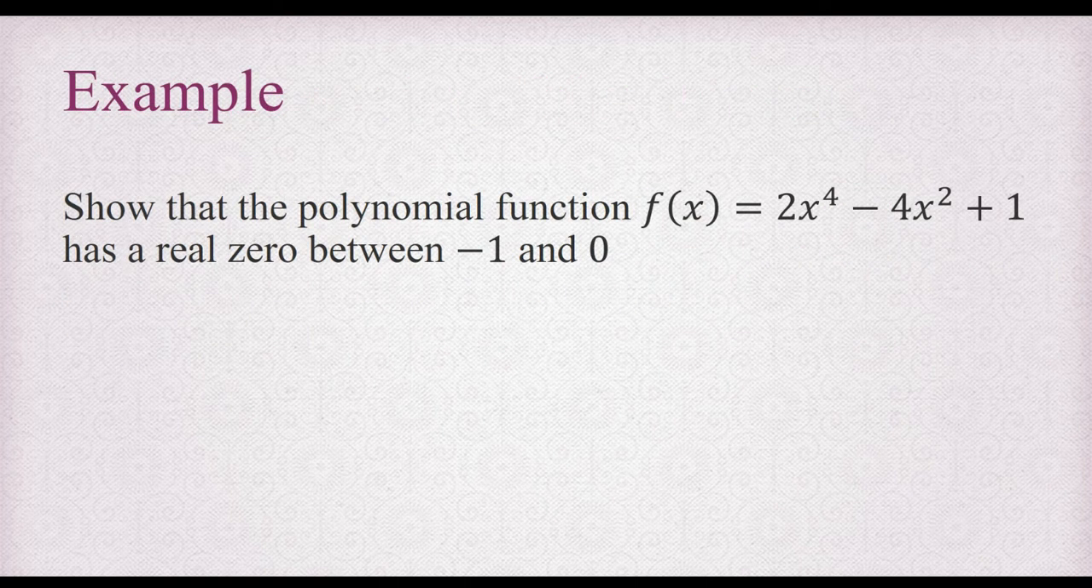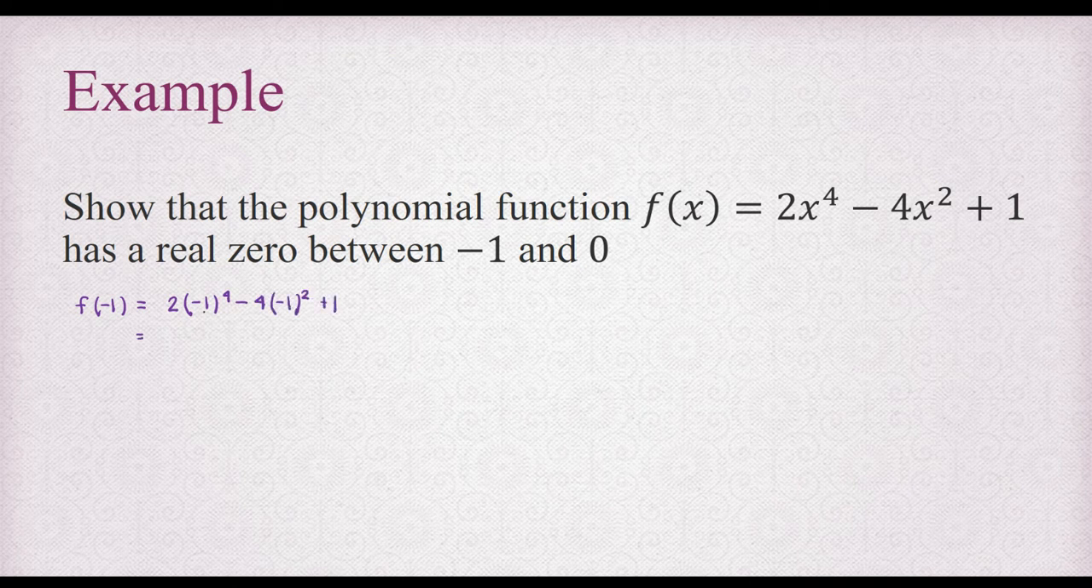So let's take a look at an example. We're going to show that this polynomial function f of x equals 2x to the fourth minus 4x squared plus 1 has a real 0 between -1 and 0. So what we do is we are going to be evaluating. I want to know what is f of -1 and what is f of 0. So I'll start with f of -1. I'm going to plug -1 into all of the x's. So 2 times -1 to the fourth power minus 4 times -1 squared plus 1.